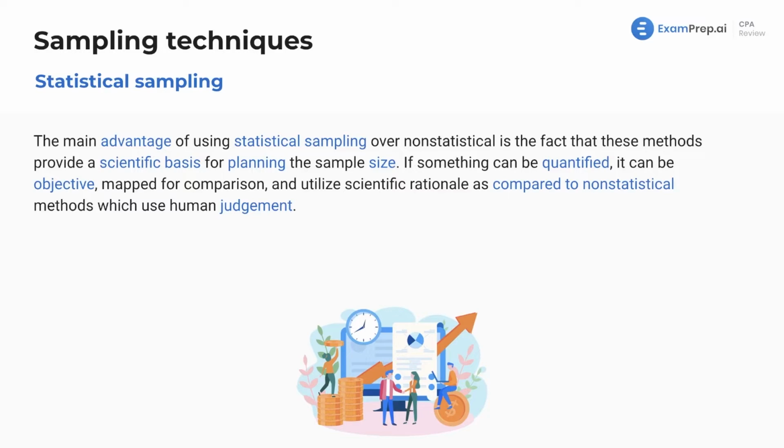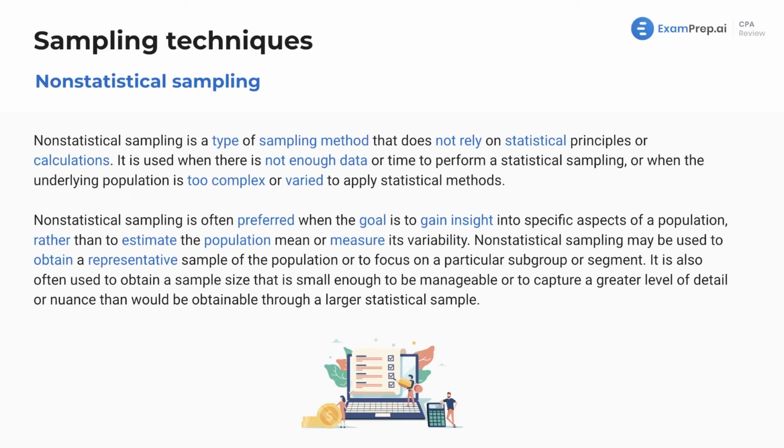Now, diving more into stat sampling, the main advantage here is that you can use statistical sampling as a scientific basis for planning the sample size. If something can be quantified, it can be objective, as compared to non-stat, which uses human judgment, subject to bias. If you want to prove something for sure, statistical sampling is objective. Non-stat, again, does not rely on statistical principles or calculations.